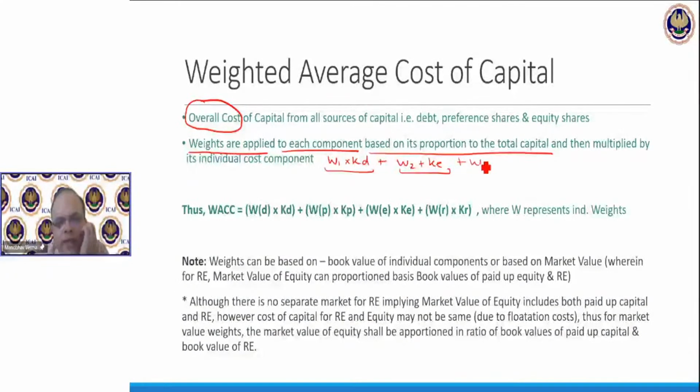And let's say weight 3 is for the cost of preference shares. So we apply the weights, multiply them to the individual cost components, and then add. That's the weighted average cost of capital, guys. You can see the formula here.